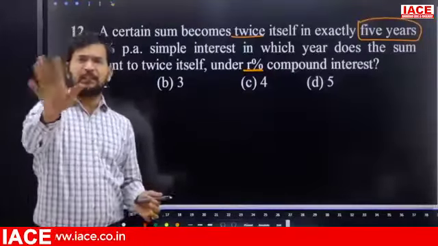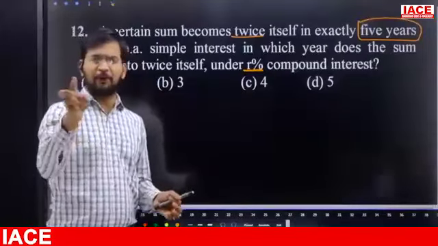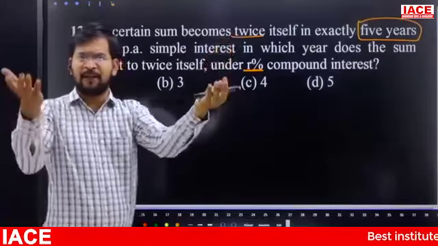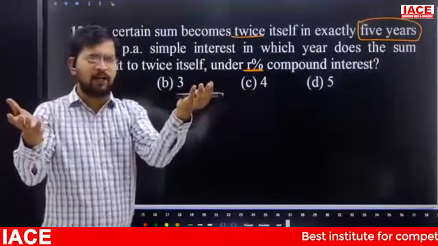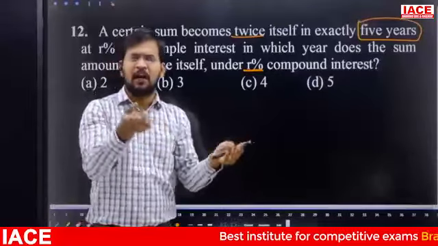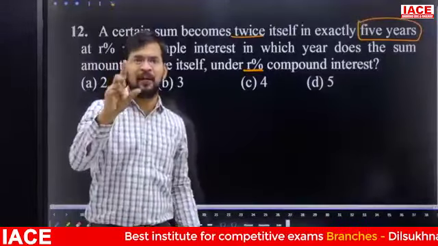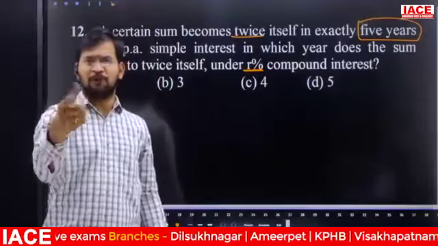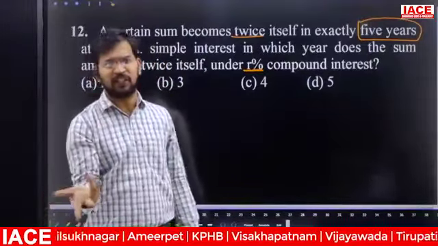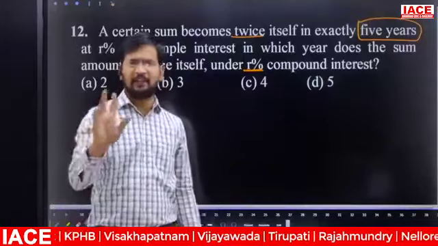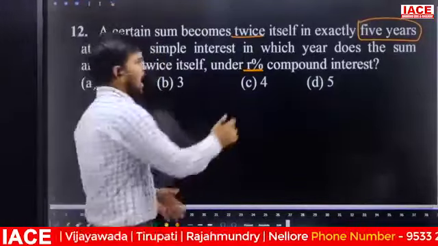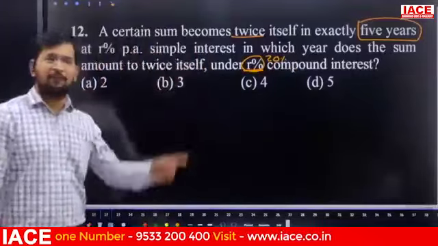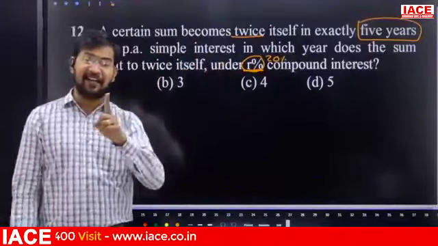So here principal I don't know, I assume as 100. If I assume principal is 100, amount is 200 na. Twice is nothing but 200 na. Principal is 100, amount is 200, then interest is 100 rupees na. 100 rupees in how many years? 5 years. 100 rupees in 5 years, then 1 year it is 20 rupees na. So if 1 year interest is 20, principal is 100, therefore rate of interest is 20% na. Therefore R percentage is 20%.